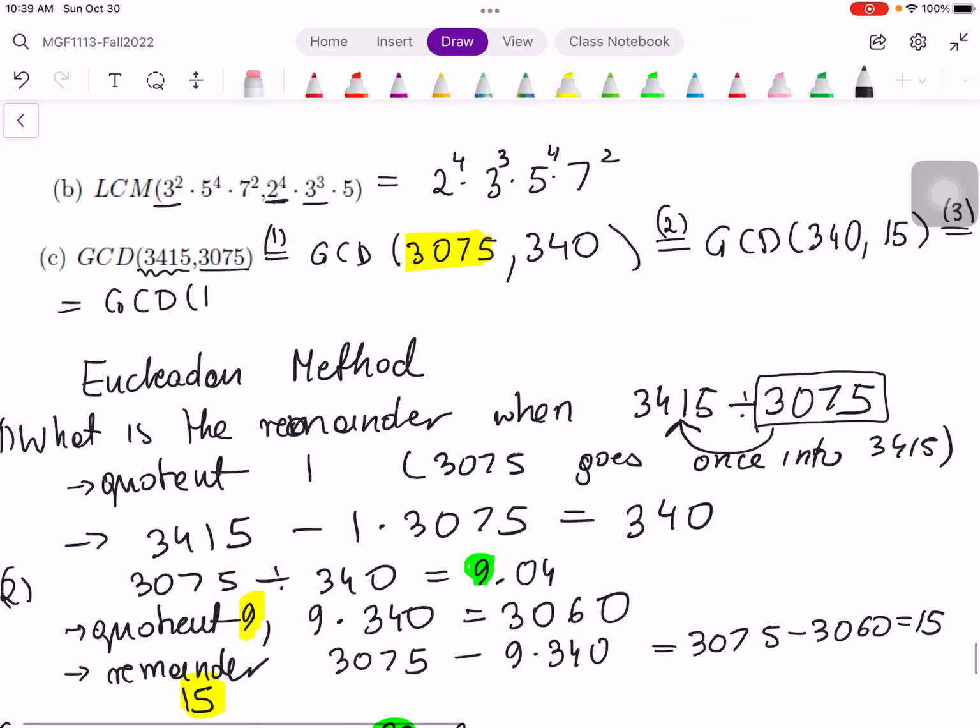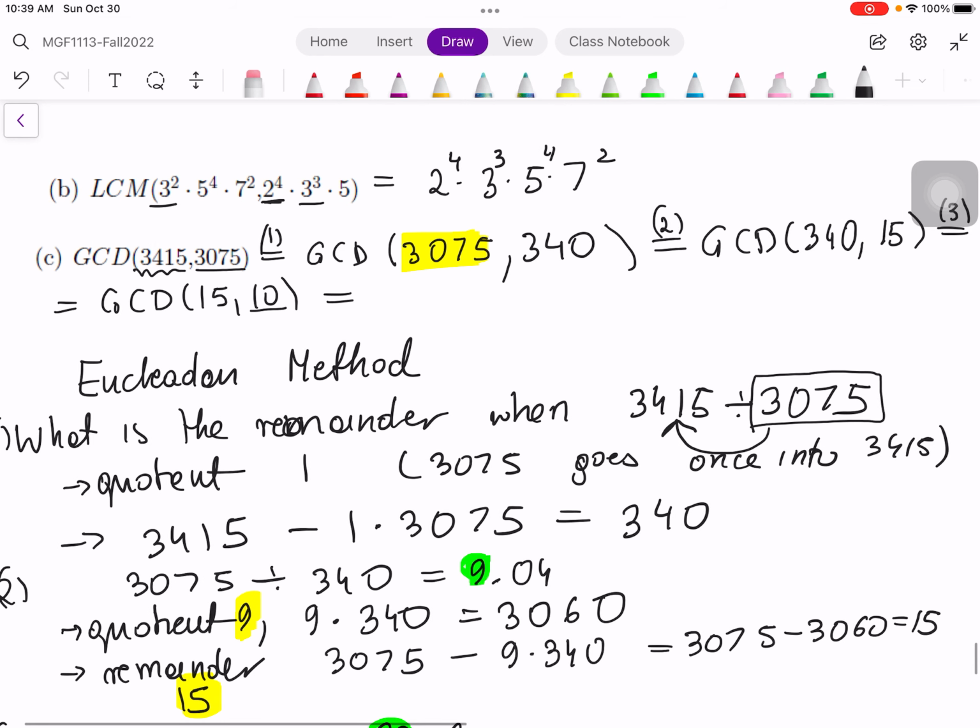Greatest common divisor of 15 and 10. Okay, and then you repeat this process. Here I don't need calculations because I see that 10 fits once into 15, and the remainder is 5. So again, I rewrite the smaller number and then the remainder, because when you fit 10 into 15 once, what's left out is 5. So now I see that 5 is already a divisor of 10, so that's the greatest common divisor, because 5 divides itself and also divides the 10.